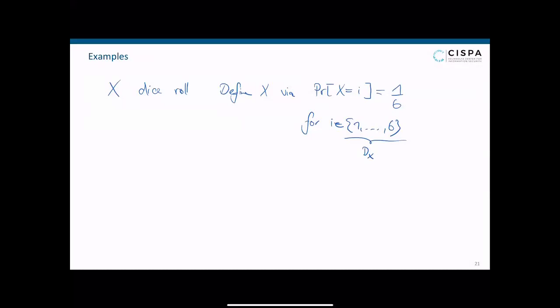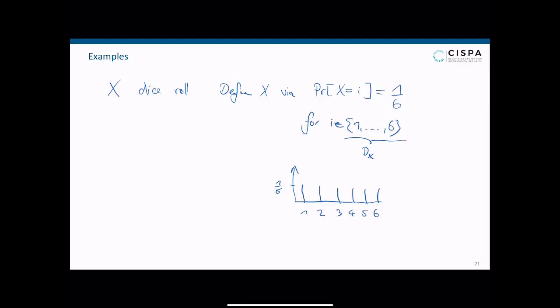And since this is a fair dice roll, every outcome from 1 to 6 has the same probability, namely 1 over 6. Sometimes we also draw just the graph of this probability distribution function, and it looks like this. The probability distribution function here is just a flat function, which is 1 over 6 everywhere.